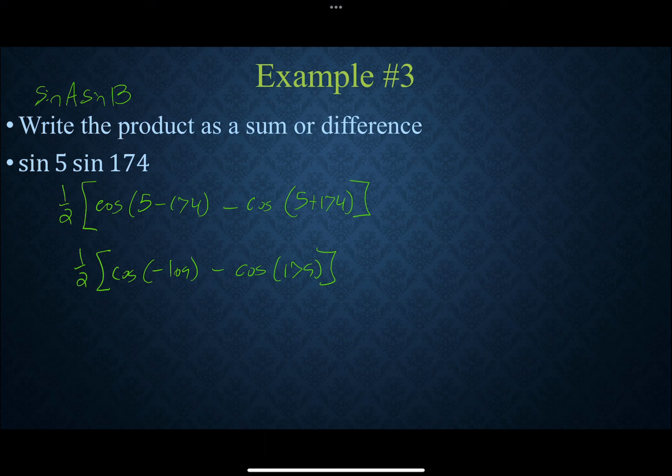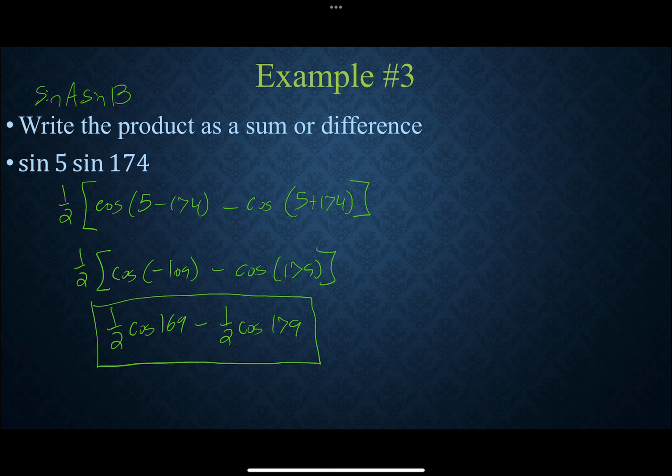Since the negative was pulled out for sine, but for cosine the negative just cancels. So really it's just going to be 1/2 cosine of 169 minus 1/2 cosine of 179. So the negative just goes away. It's not part of the problem anymore when it's cosine of the negative angle.